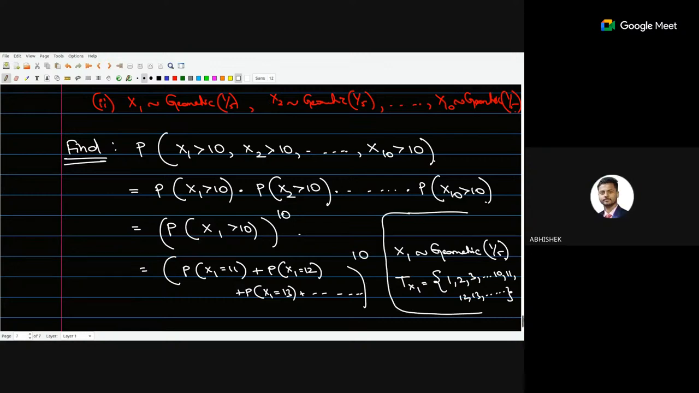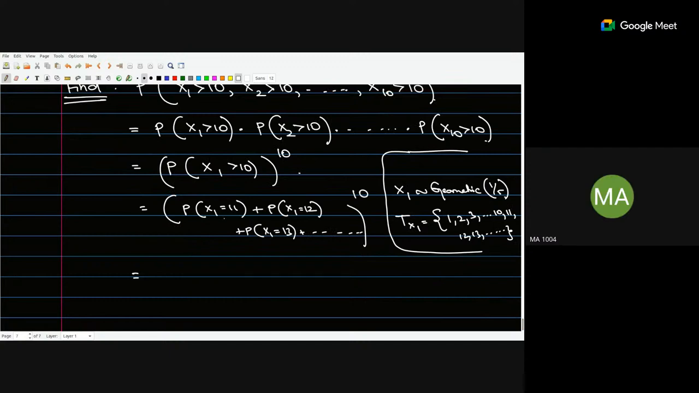Now, what is the probability that X1 takes 11? X1 is a geometric random variable, you just have to always keep this in mind. X1 equals 11 means you are getting your first success on the 11th trial. So that means you got 10 failures followed by one success. Getting 10 failures is 4 by 5 whole power 10, multiplied by 1 by 5. Is this clear? It is just the formula: (1 minus p) whole power k minus 1, times p.